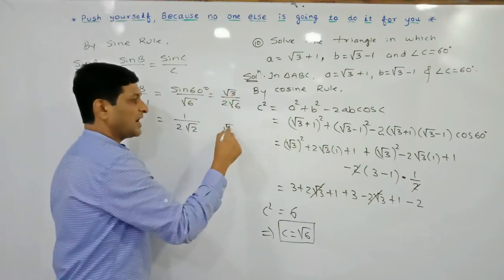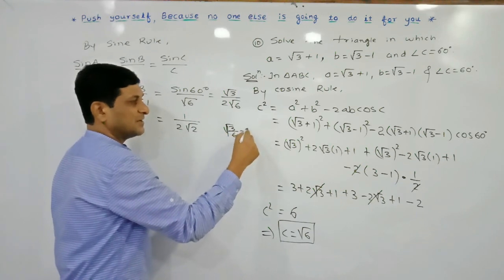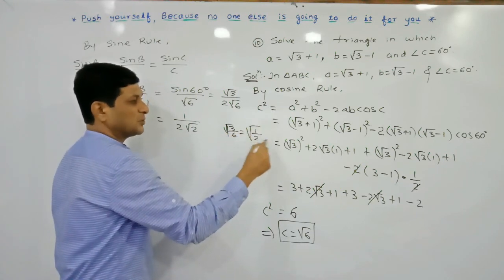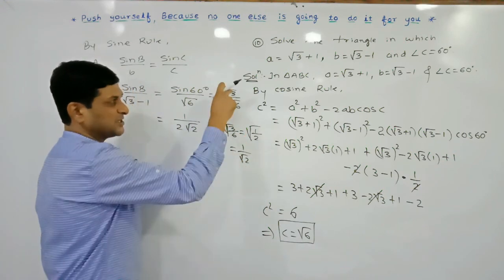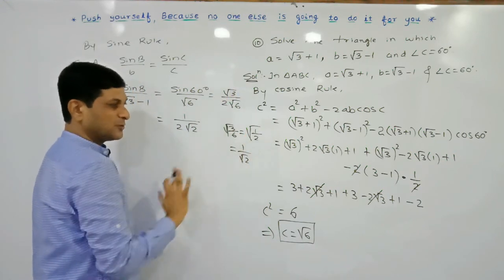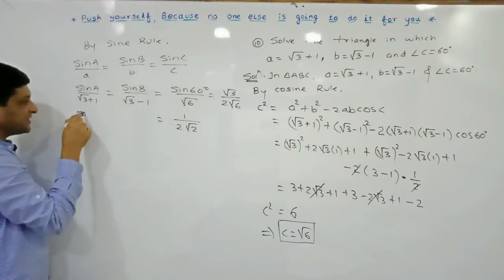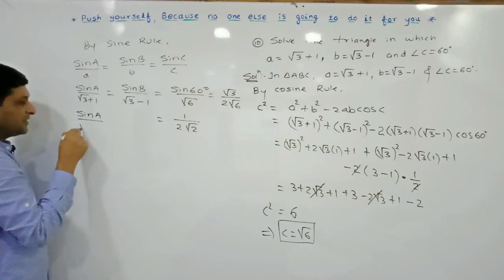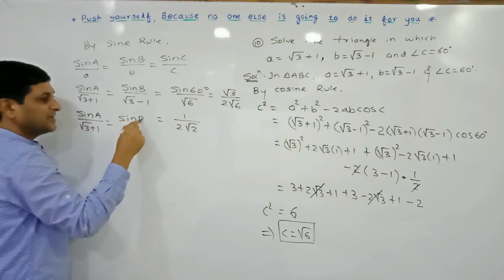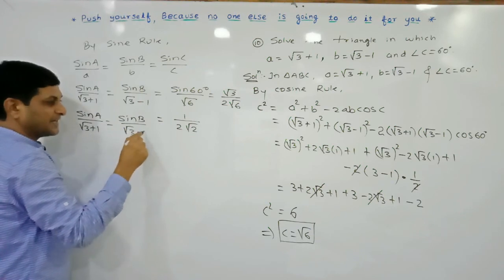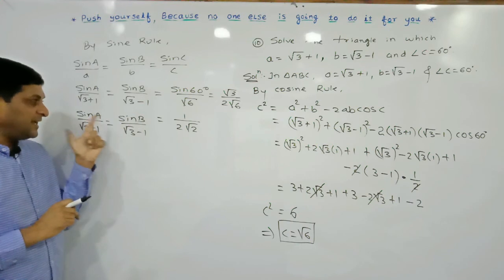Root 3 upon 6 can be written as under root 3 by 6, which is equal to 1 by 2. So square root of 1 is 1 and square root of 2 is root 2, means division of these two terms will be 1 by root 2. Try to understand it. On this side keep sine A as it is. Sine A upon root 3 plus 1 is equal to sine B upon root 3 minus 1, keep it as it is. Now our interest is to find out the value of sine A and sine B.